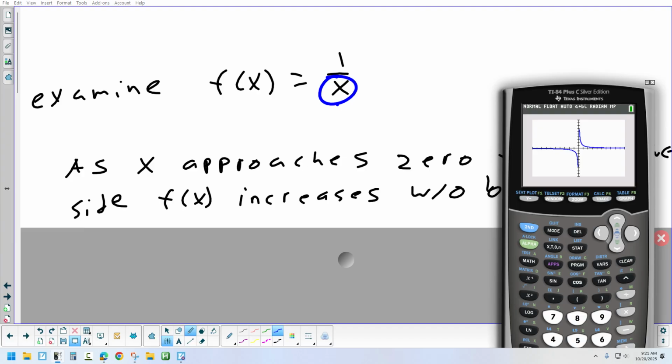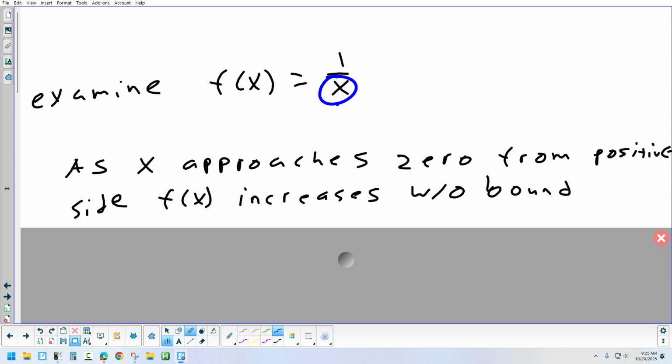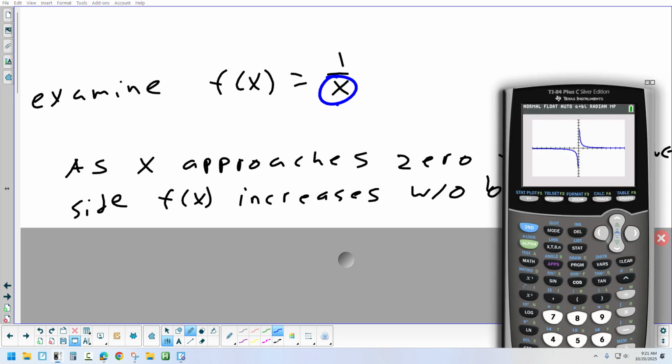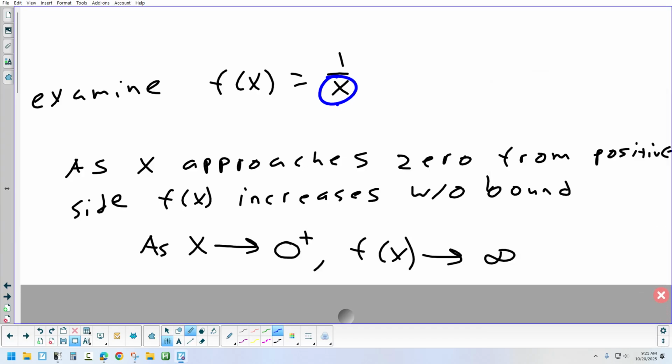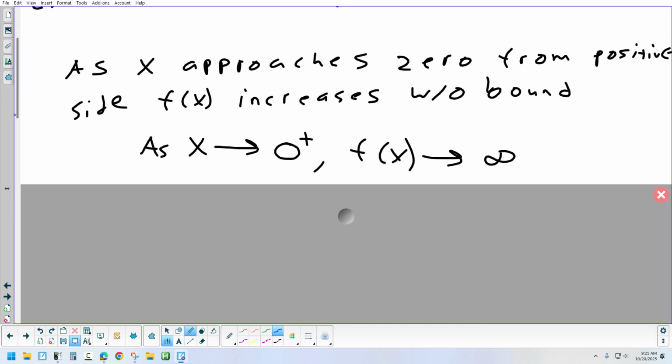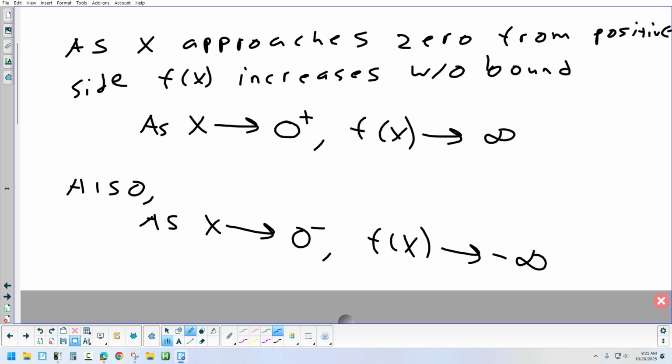Now, I want to also look at it coming from the negative side. That means start on the left and approach 0. What happens to your y value if you start on the left and start heading to the right? It decreases. The y value starts to go down and it never stops.